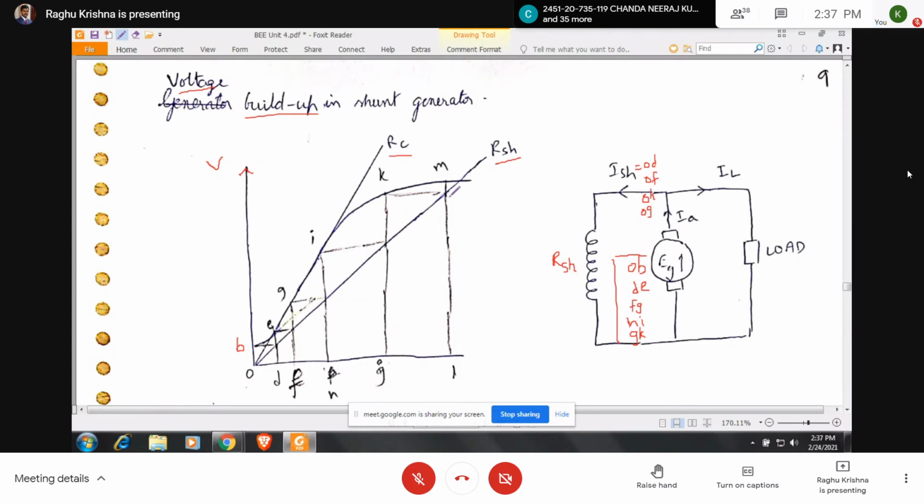Now if RSH is less than RC, then only voltage buildup takes place. If RSH is greater than RC, voltage buildup process cannot take place. Is it clear? So for the voltage to build up, the resistance of the shunt field winding, that is RSH, must be less than critical field resistance. In the lab, you are going to calculate the RC, critical field resistance.